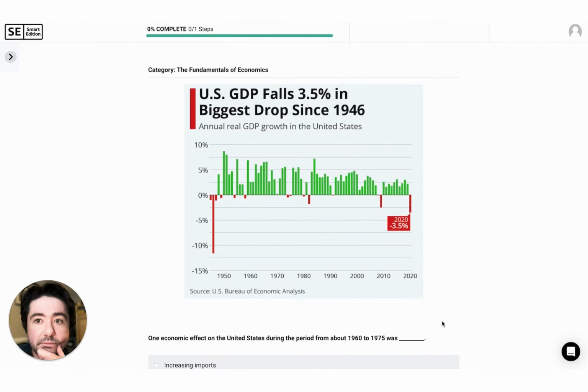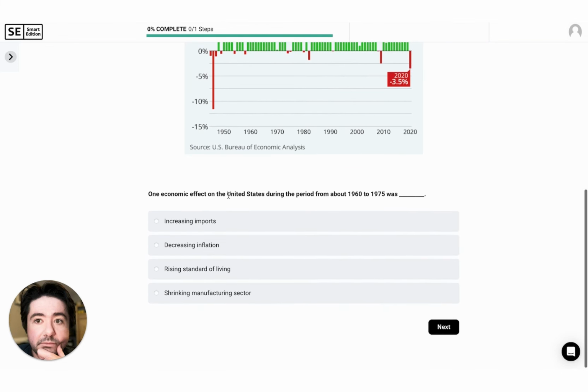Question 41. We're back to a bar graph. Very good. And we're talking about the fundamentals of economics. And it says U.S. GDP falls 3.5% in biggest drop since 1946. Okay, here we go. One economic effect of the United States during the period from 1960 to 1975 was increasing imports, decreasing inflation, rising standard of living, or a shrinking manufacturing sector.